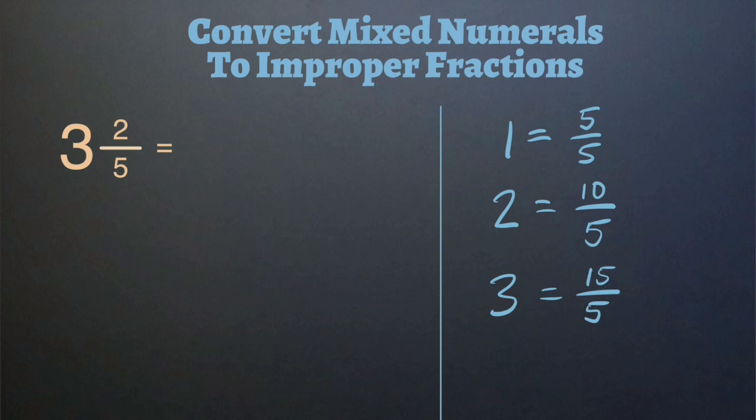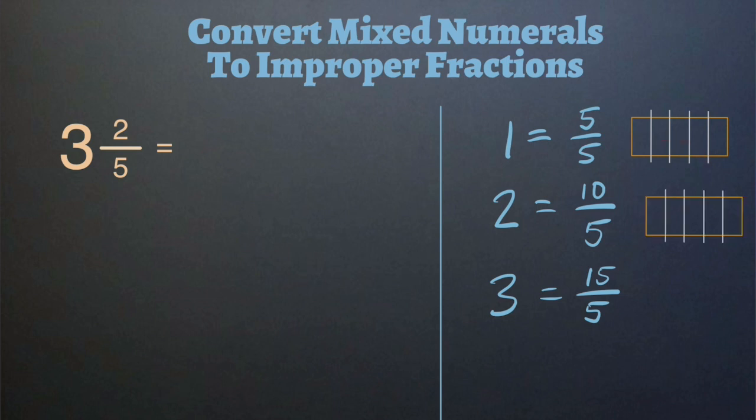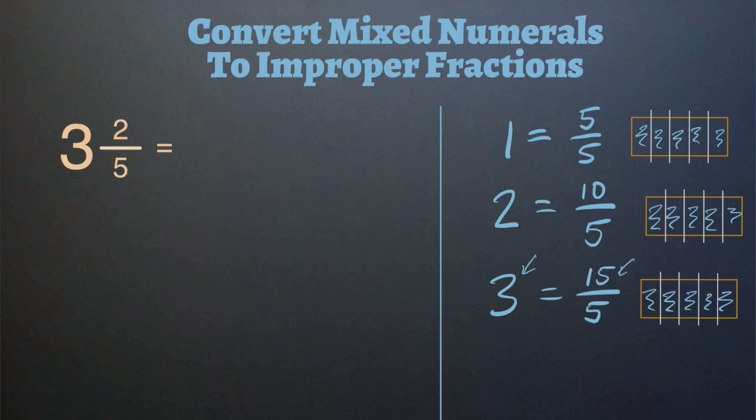If you're not sure why that is, let's have a look at it. Here's one rectangle. It's cut into 1, 2, 3, 4, 5 parts. Here's the same rectangle, and there's the same rectangle as well. With 3 wholes, 1, 2, 3, we will have 1, 2, 3, 4, 5, 6, 7, 8, 9, 10, 11, 12, 13, 14, 15 parts. That's how we know 3 wholes is the same as 15/5. Anyway, let's get back to the question now.